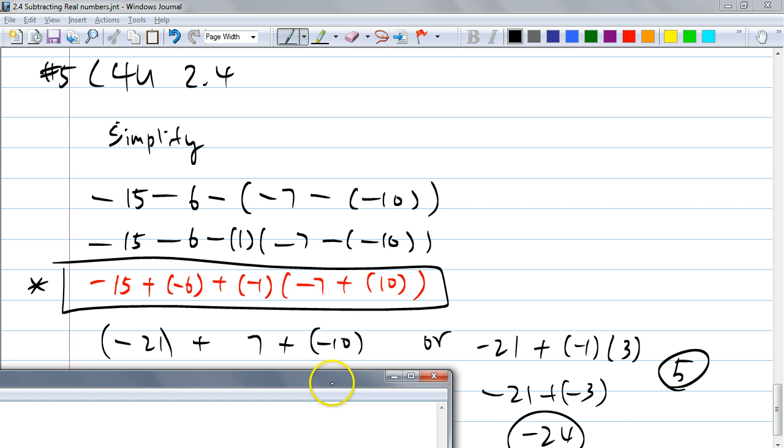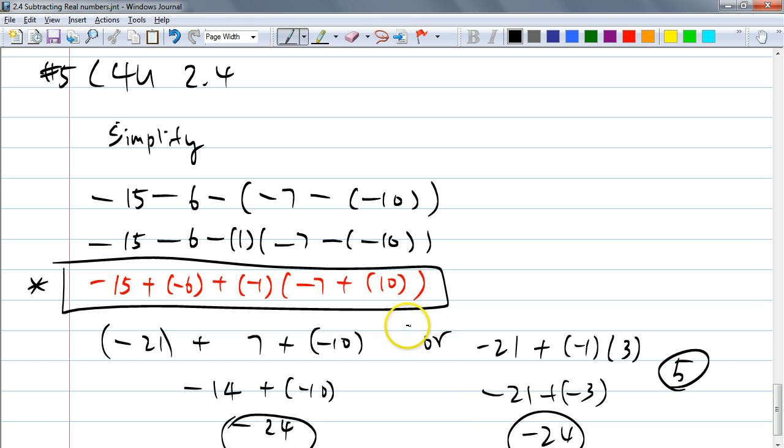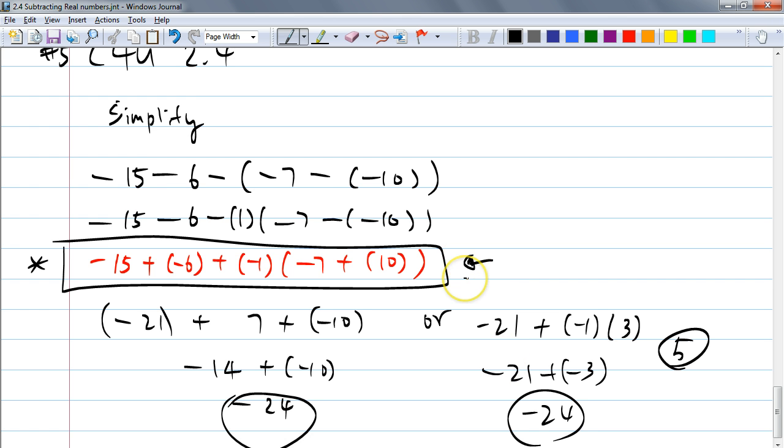Or if they didn't, that's okay. If they just distribute that negative 1 and got 7 plus negative 10, that's fine. You could do it that way. And no matter what, you should get negative 24. So if they got negative 24 without these steps, just give them a half point. But I'm really looking for this step right here, changing everything to addition, using the definition of subtraction part.